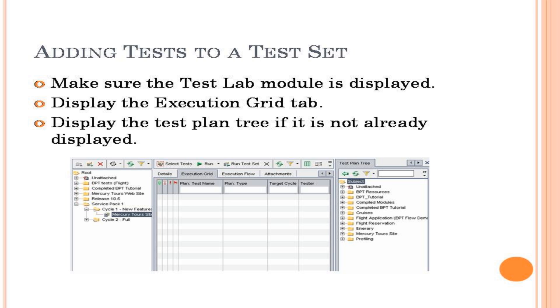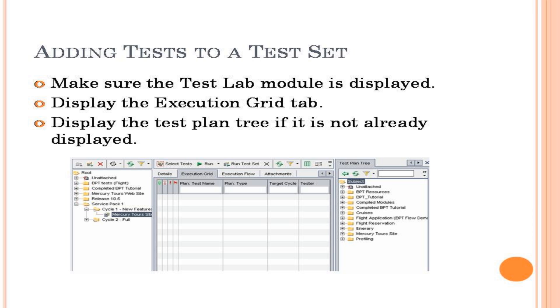Adding tests to a test set. After you define a test set, you can add test instances to your test set. In this exercise, you will add test instances to the Mercury Tours site test set. To add a test to a test set: 1. Make sure the Test Lab module is displayed. If the Test Lab module is not displayed, click the Test Lab button on the sidebar. If the test sets tree view is not displayed, choose View, Test Sets Tree.